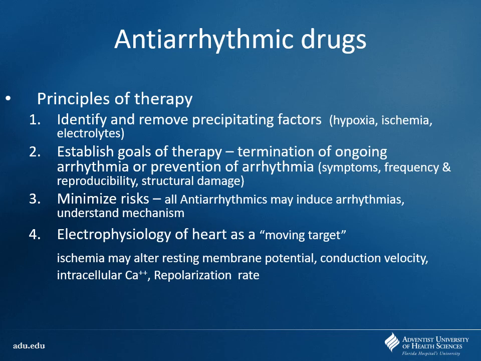Okay, so principles of antiarrhythmic therapy here, right? So one, you want to identify and remove any kind of precipitating factor here. So if they're hypoxic, what do you want to give them? Oxygen. Very good, right? If they're ischemic, try to reestablish flow, right? If they are having electrolyte issues, either take away the electrolytes or give them more electrolytes, right? So you want to fix the underlying issue here.